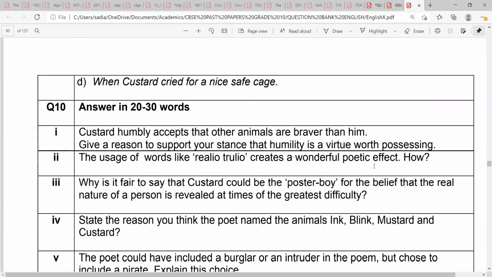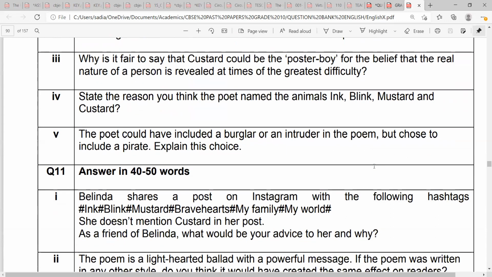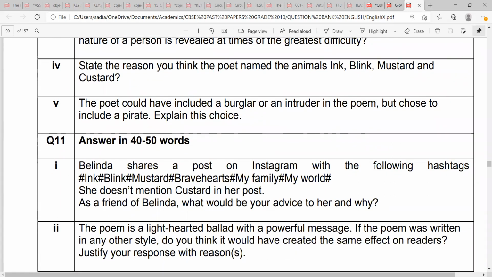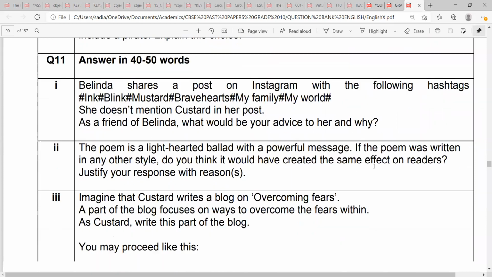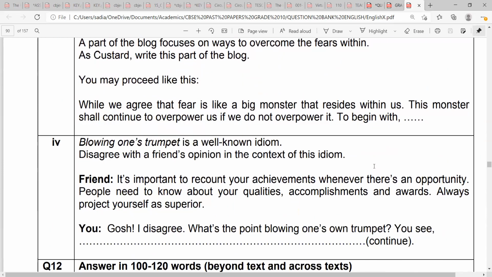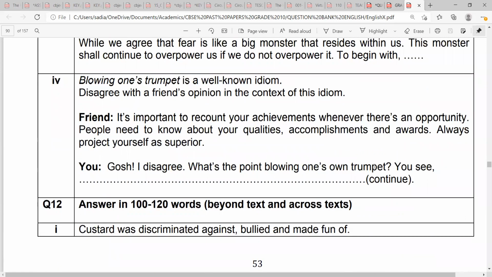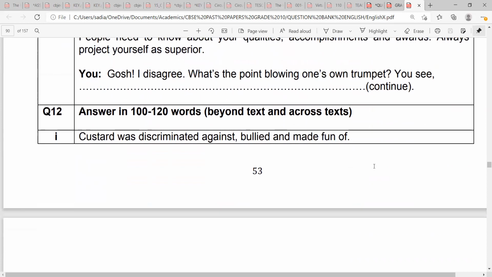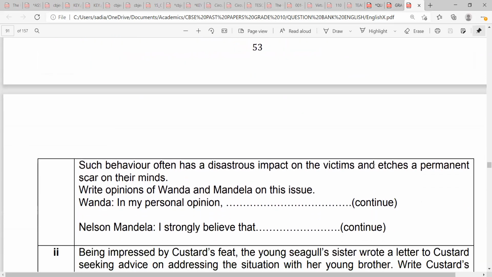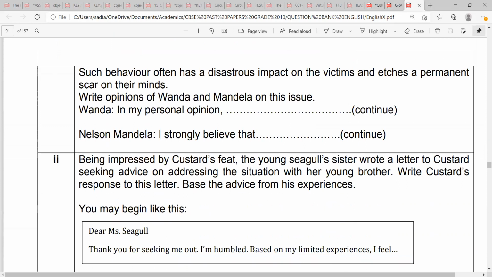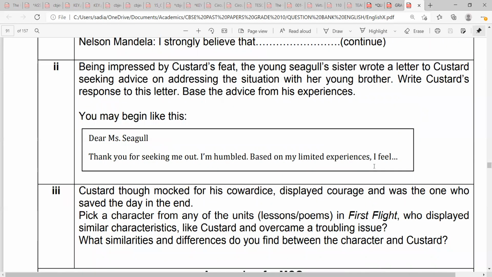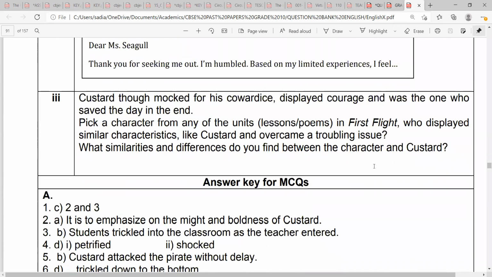20 to 30 words questions. 40 to 50 words questions. Then we have dialogue, 100 to 120 words questions. Dialogue continue, a letter. Make sure you have the complete format. If the information is not given, invent it.